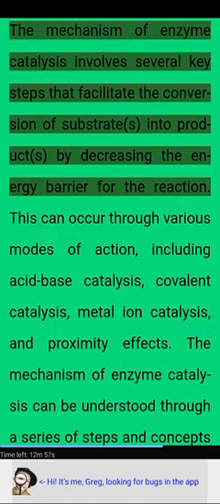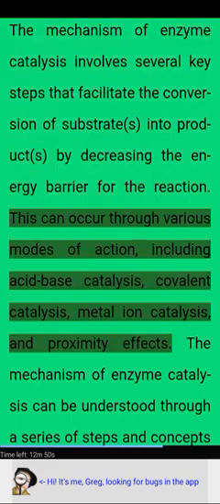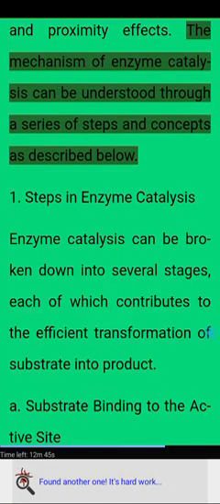The mechanism of enzyme catalysis involves several key steps that facilitate the conversion of substrates into products by decreasing the energy barrier for the reaction. This can occur through various modes of action, including acid-base catalysis, covalent catalysis, metal ion catalysis, and proximity effects. The mechanism of enzyme catalysis can be understood through a series of steps and concepts as described below.